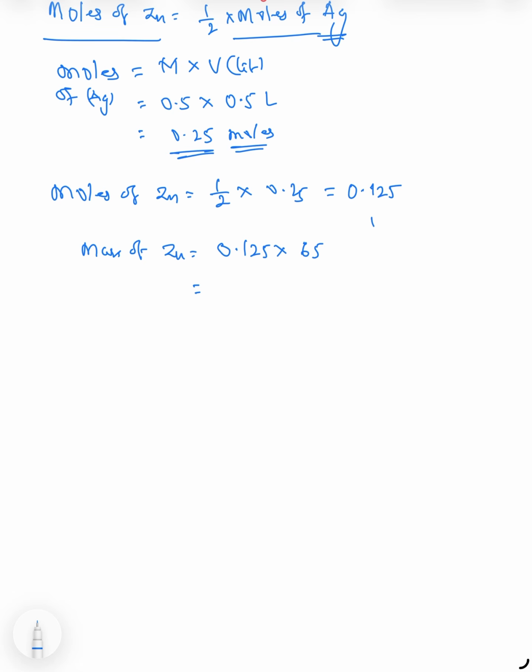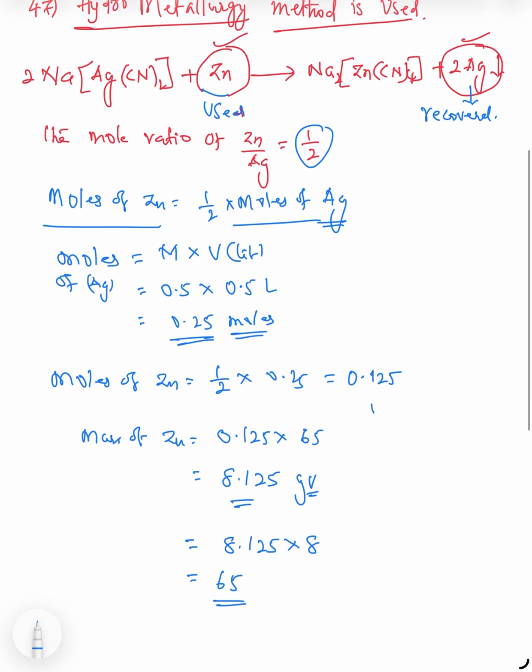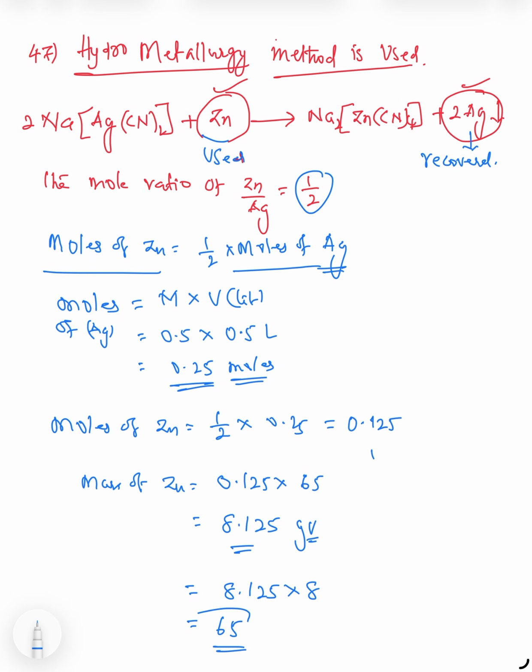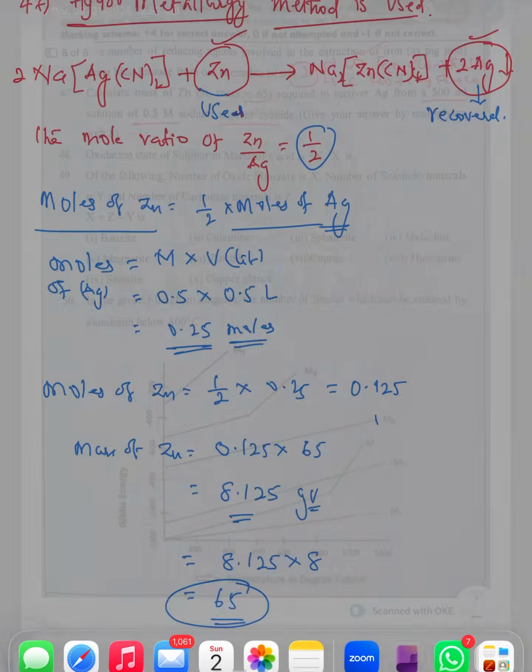Let us see. 0.125 into 65 is equal to 8.125, right? This is in grams. So this is the answer we got. But in the question he said to give your answer by multiplying with 8. So multiply this answer 8.125 into 8, that is equal to 65 is the answer, right? 65 is the answer for this question.